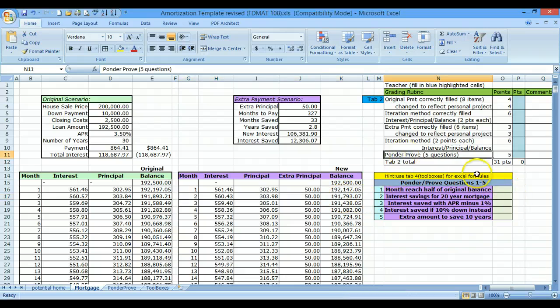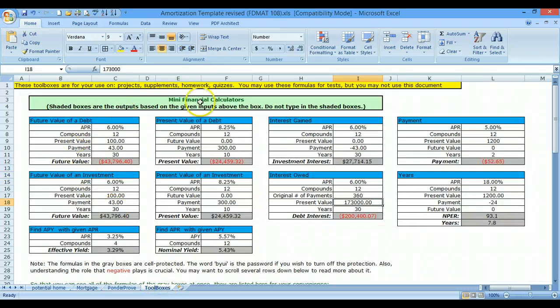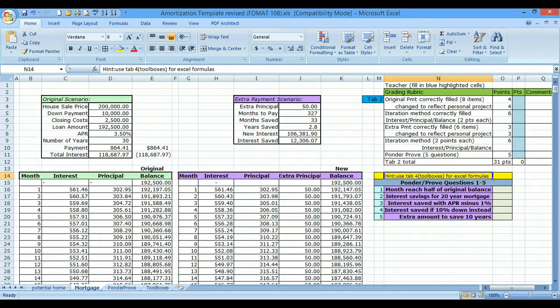Then next is the ponder proof questions down here. Don't forget these. So many students forget that, and I'm worried that you might kind of lump it together with the grading rubric. It's not, and I will be doing a separate tutorial on how to find these 5 answers. But I did give you a teeny hint that you can go ahead and use the toolboxes down here, the 4th tab over, to remind you about all of the different finances or financial calculators built into Microsoft Excel, and that'll help you with some of these.